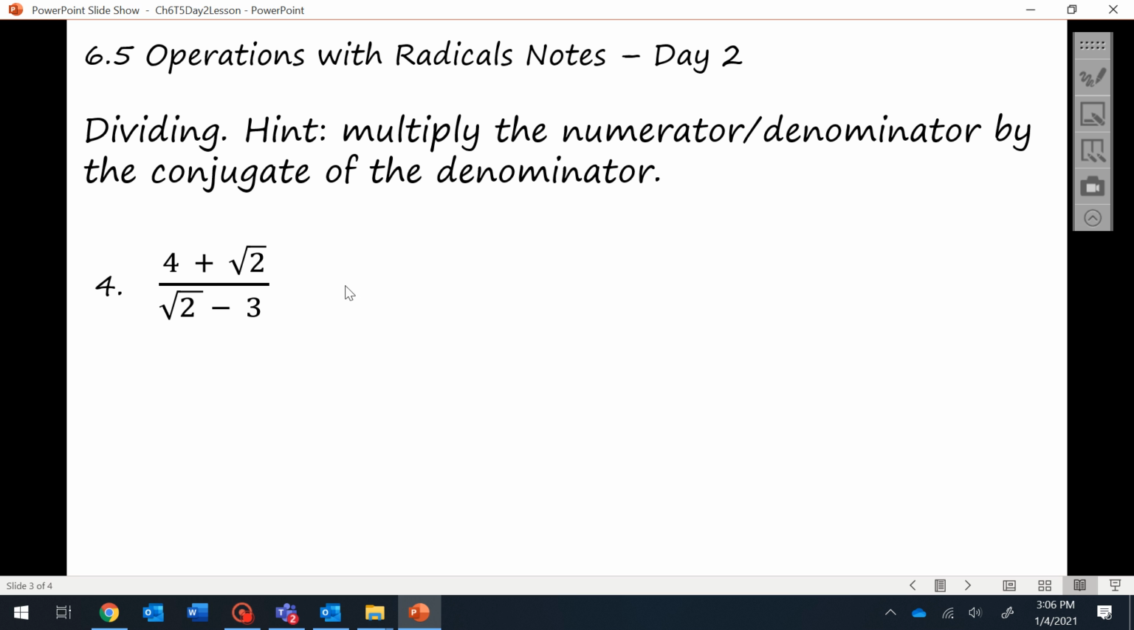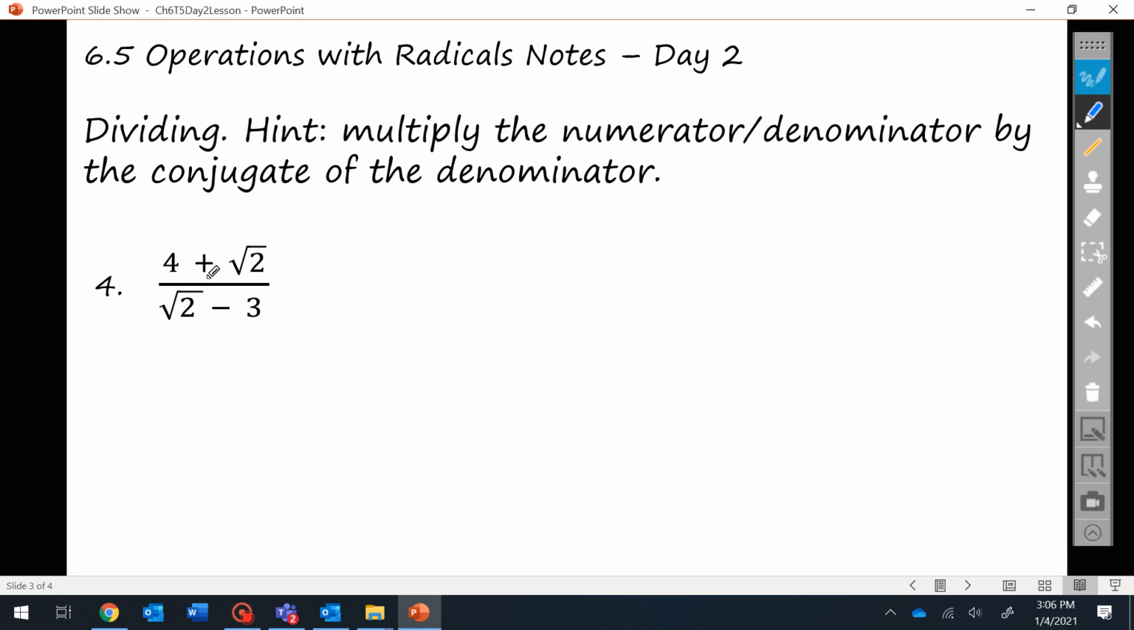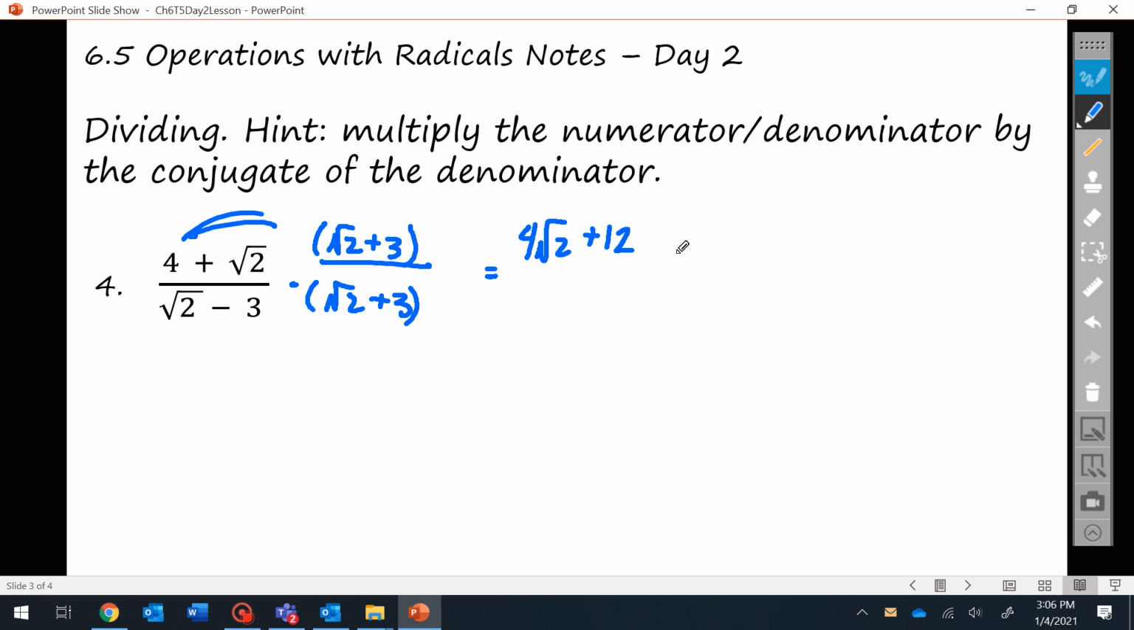Alright, number 4. 4 plus root 2 over square root 2 minus 3. We want to turn that denominator into a normal number, which means we need to multiply by the conjugate, which is square root 2 plus 3. And we also need to do that to the numerator, square root 2 plus 3. So we'll use the distributive property. 4 times root 2, 4 root 2, 4 times 3, 12. Root 2 times root 2 is 2, and root 2 times 3 is 3 root 2.